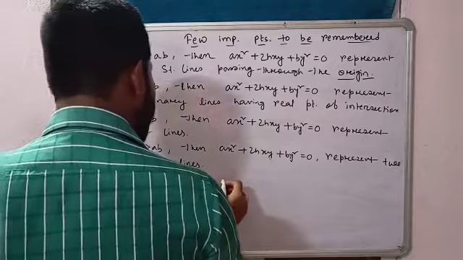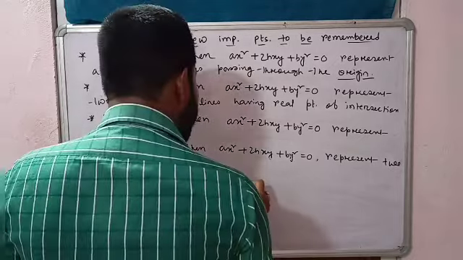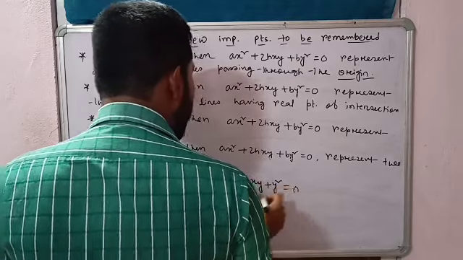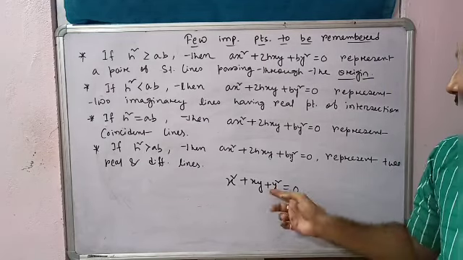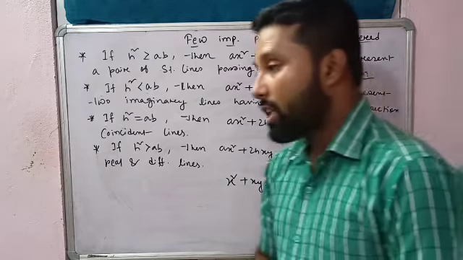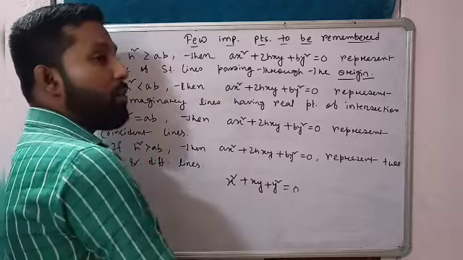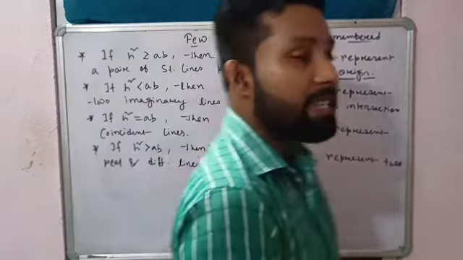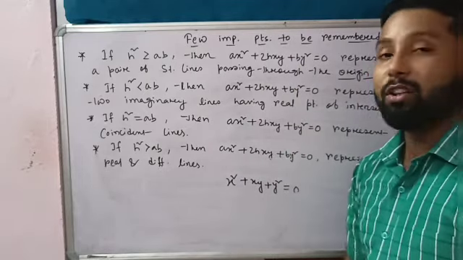Suppose there is one equation x square plus xy plus y square is equal to 0. What kind of equation is this one? It's a pair of straight lines. Yes, it is the combination of two linear equations. So the question is, does this equation represent a pair of straight lines or not?